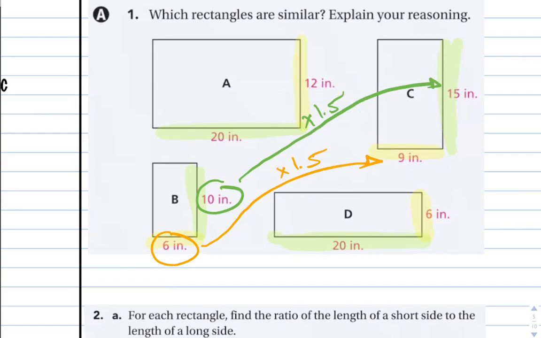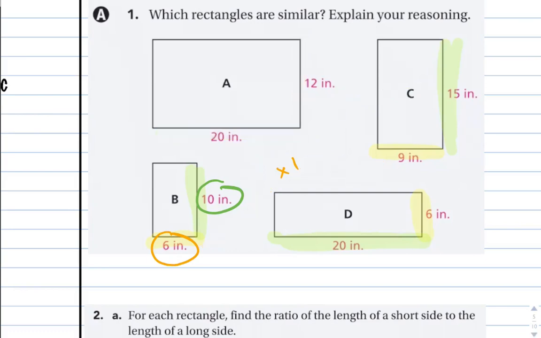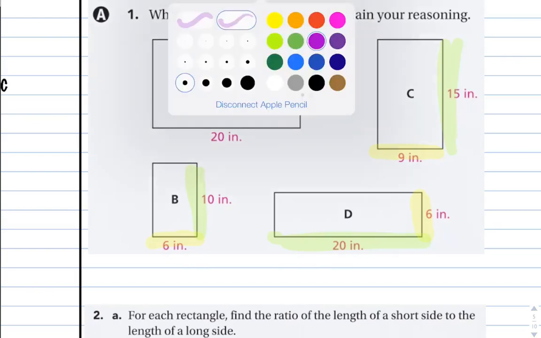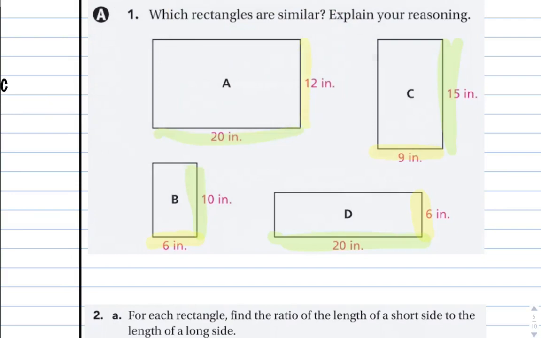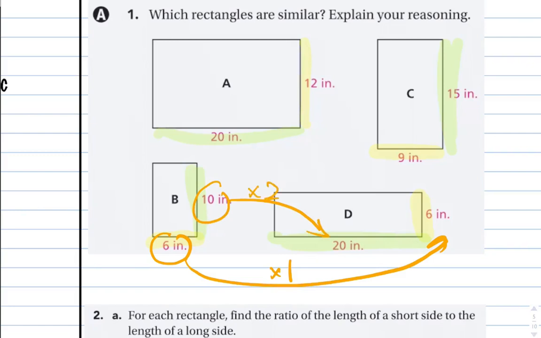Now that pretty much answers our question, but let's just check to make sure that we didn't miss anything. I'm going to check only one more, rectangle D. So 6 to 6 is times 1. 10 to 20 is times 2. Are these the same? No. So they are not similar. Okay, that's simple.